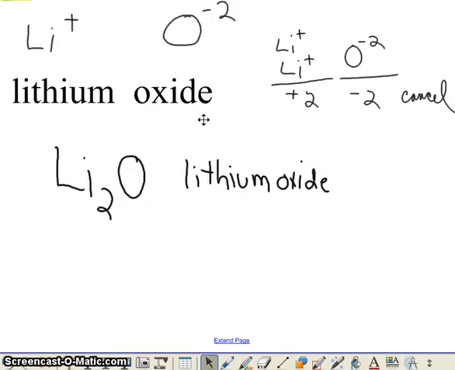Let's do another example. Lithium oxide. This time the same lithium ion, but the negative ion is actually -2. In order for these 2 charges to balance out, I end up needing 2 lithium ions to balance out the -2 charge of the oxide ions. Notice that the total charges cancel each other out. We write the formula Li2O because we use 2 lithium ions to balance the -2 charge on the oxide. Here's the formula and the name.